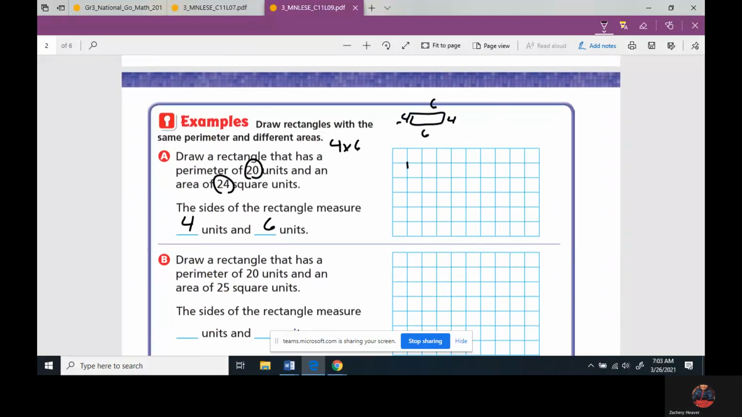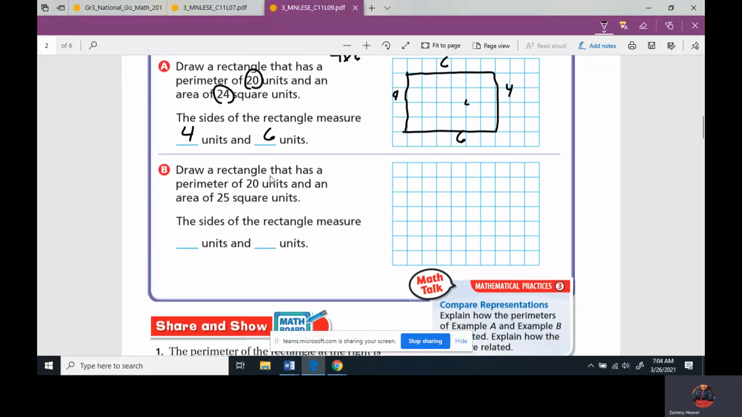So 1, 2, 3, 4. 1, 2, 3, 4, 5, 6. 1, 2, 3, 4. 1, 2, 3, 4, 5, 6. So we have 4 down, 6 across, 4 on length, 6 width. And our area is going to be 24, and our perimeter is going to be 20.